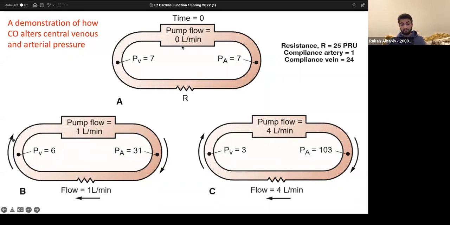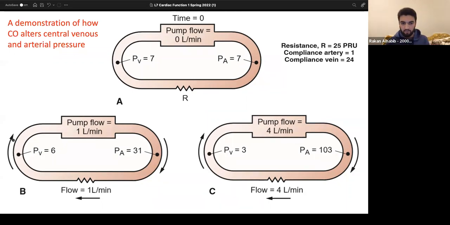That I've got blood in my veins, in my arteries, in the heart, but it's not functioning. The heart is not pumping. Therefore, this pressure is exerted. This 7 is the mean circulatory filling pressure, which is basically the pressure that the blood itself, the fluid itself, the blood is exerting on the walls. That's it. So the 7 millimeters mercury is basically the pressure that is exerted on the walls.